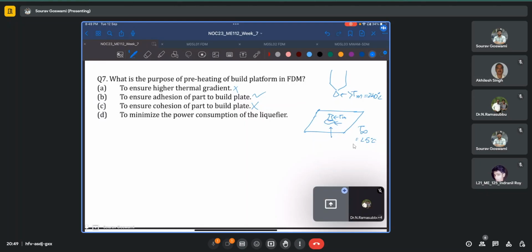And to minimize the power consumption of the liquefier, no. Even if we preheat our build plate, the liquefier would still have to use the same temperature, the same amount of power, which is necessary to melt the filament which is being fed into it.